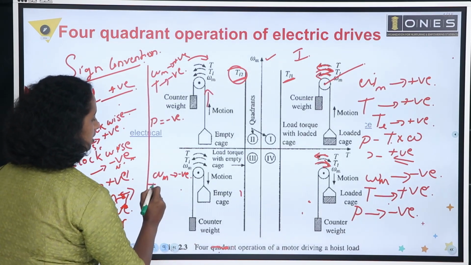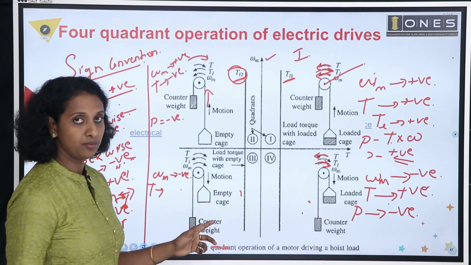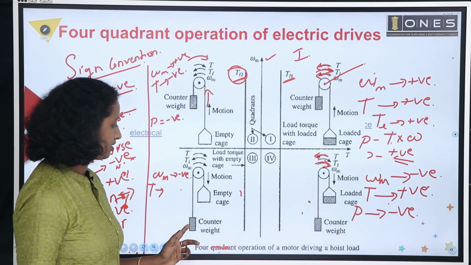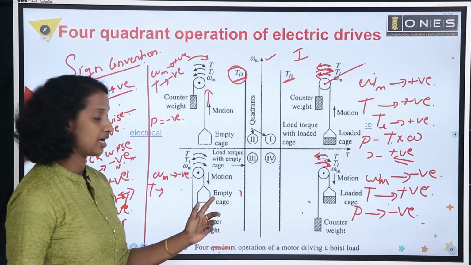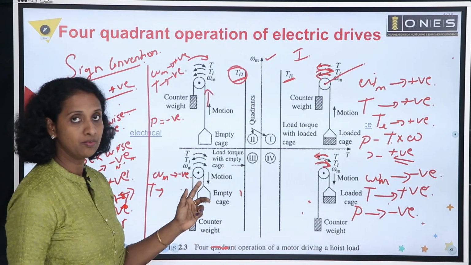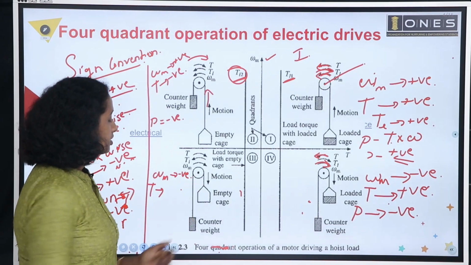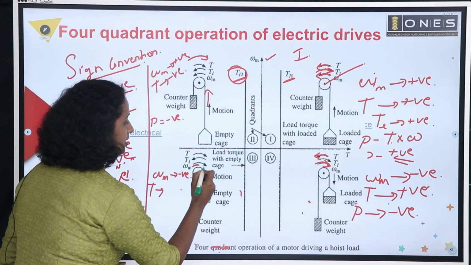And what about the torque? It is moving downward. Thannadu thalekku povilla. Karanam endana? Weight of the counterweight is more than that of empty cage. So we have to provide torque from the motor. Motor has to provide torque. So which direction? It should be in this direction.